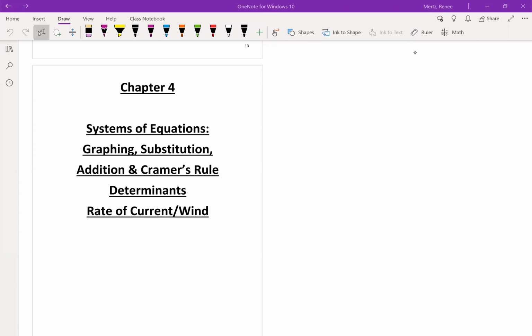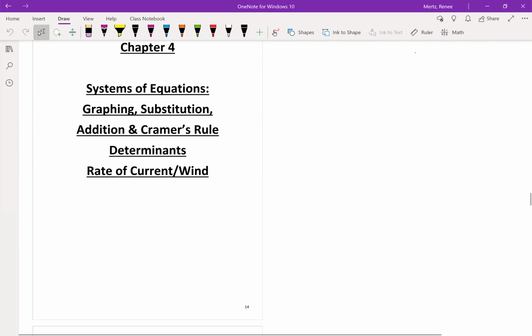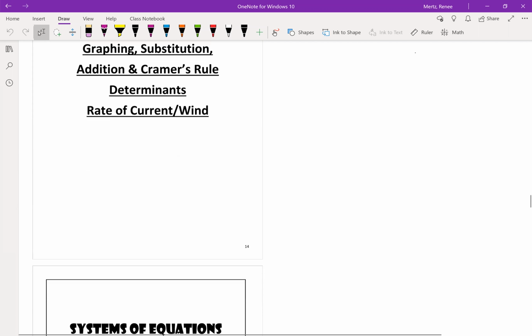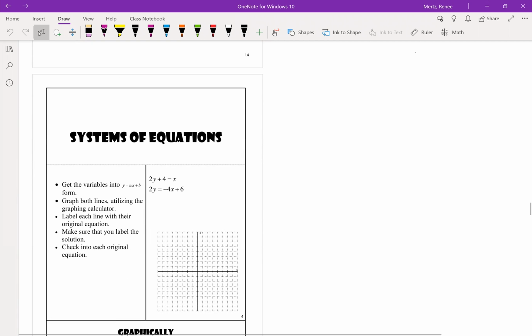Hey guys, today we're going to do some review topics from Chapter 4 and Chapter 5. So we've never done the review notes for systems of equations with graphing, substitution, the addition and Cramer's rule, determinants, and rate of change with the current and the wind. So you're going to go to your interactive notebook. We're at page 14, and we'll review how to do systems of equations.